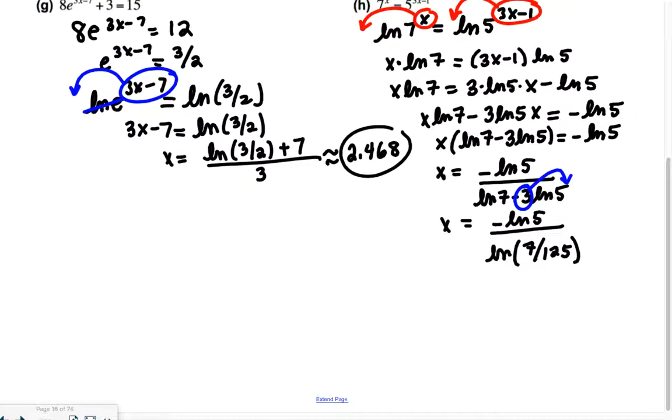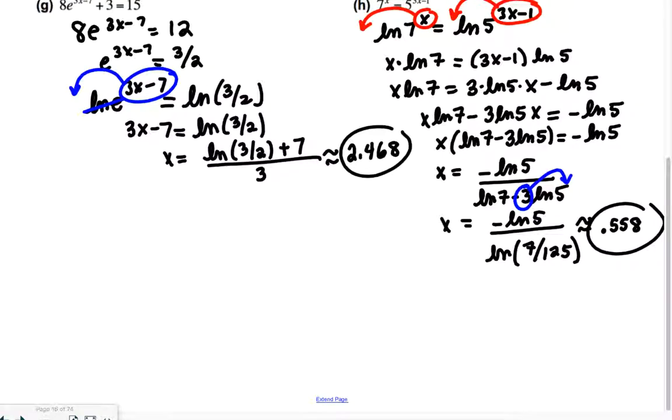All right, so that would be that answer. I think on your homework, I let you round to 3 decimals. Isn't that nice of me? So negative natural log of 5 divided by natural log of 7 divided by 125, I think you should get 0.558, and you would have gotten that if you had done it from anywhere along here. You get the same thing.